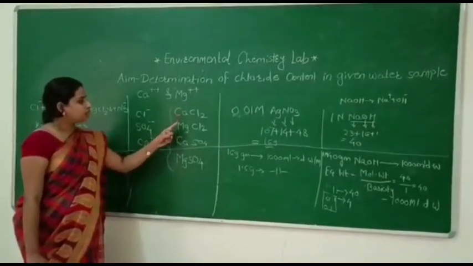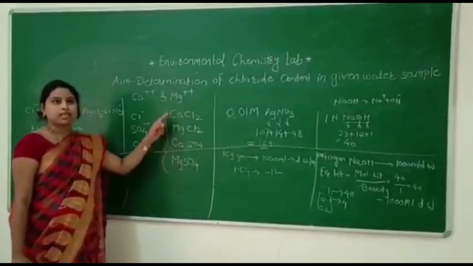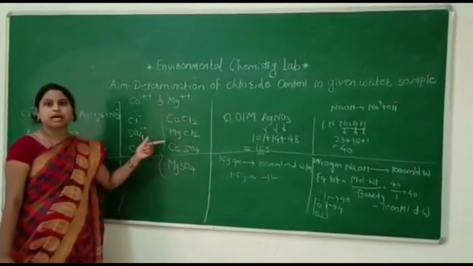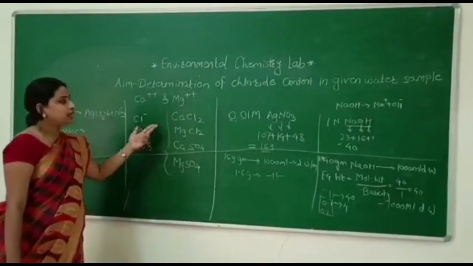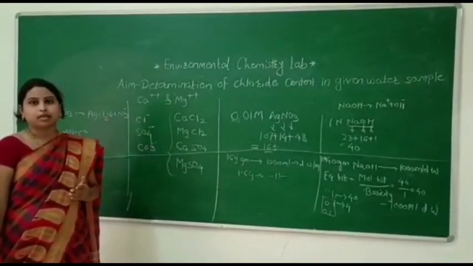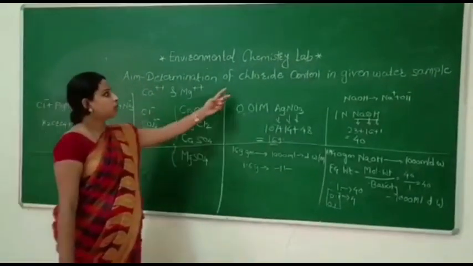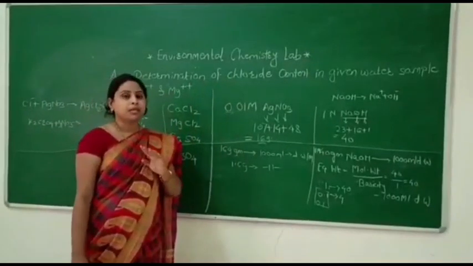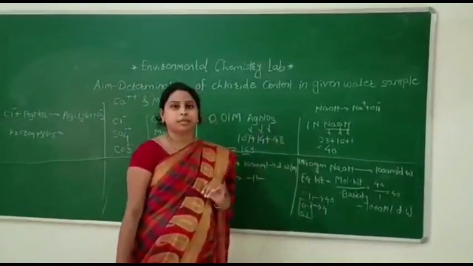So, calcium chloride, magnesium chloride, calcium sulfate and magnesium sulfate, these are the salts which lead to the hardness of water. Okay. So, this is related to hardness of water, and so it is essential to determine the chloride content of water. Now before that we must know how the solutions are prepared.